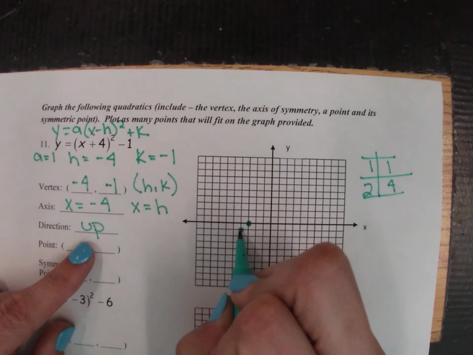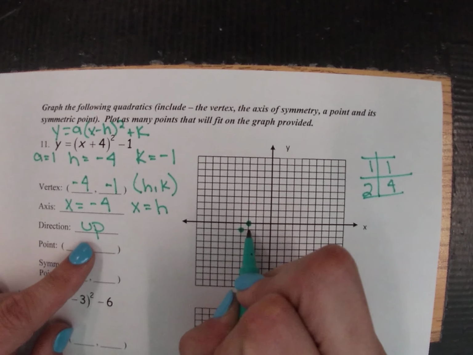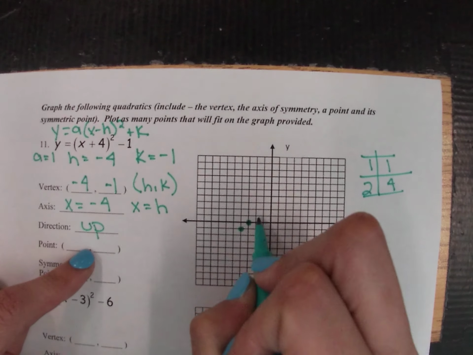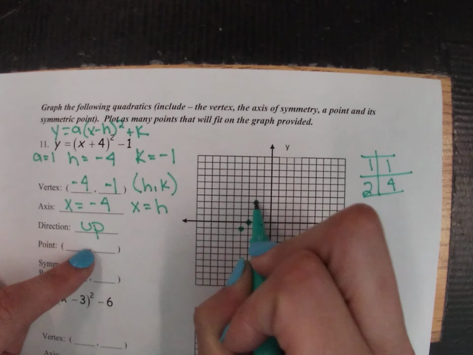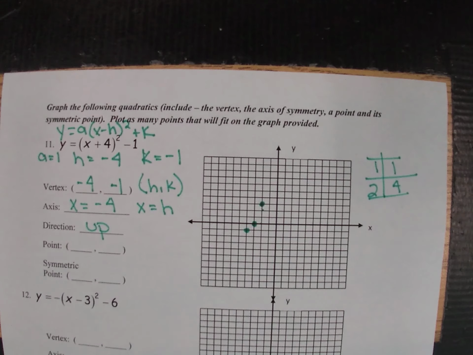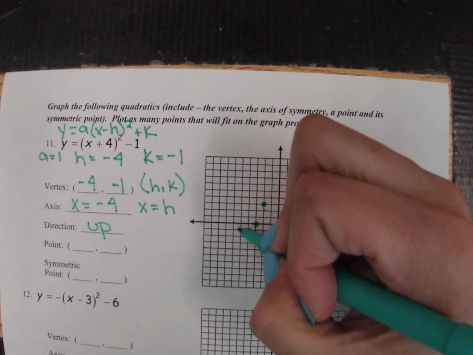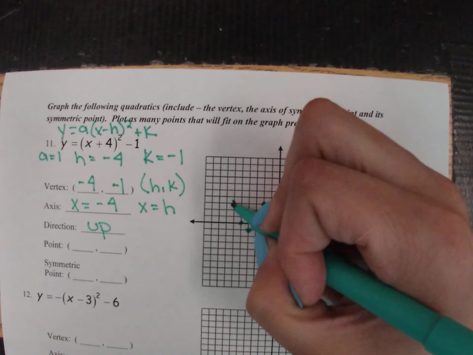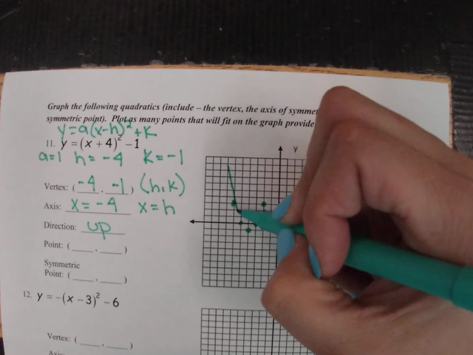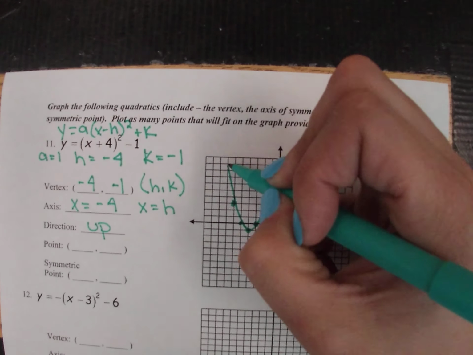And then from the vertex, again, I'm doing the same thing. From the vertex, over 2, and then I'm going up 4. If I went over 3, I would go up 9. Now I mirror that on the exact opposite side. So over 1, up 1, over 2, up 4. Make sure you draw your parabola in and make sure you extend those lines.